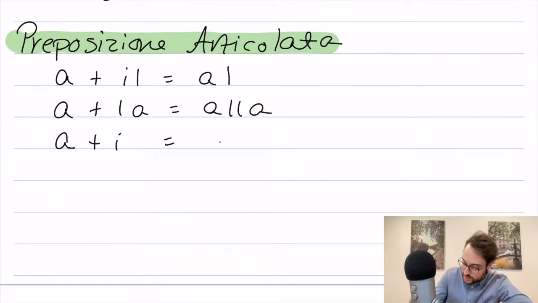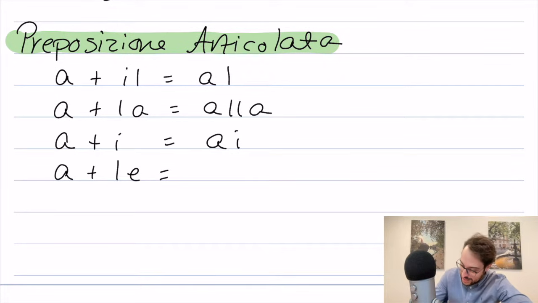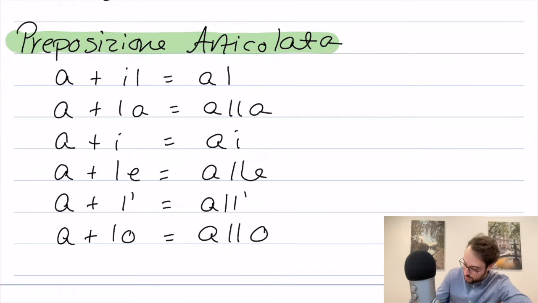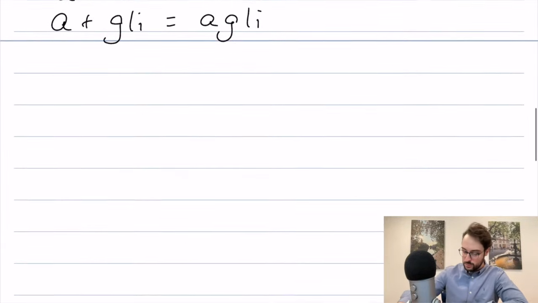A plus i is ai, like vado ai negozi. I'm going to the stores. A plus le is alle. A plus l with an apostrophe is going to be all with an apostrophe. And then a plus lo is going to be allo. And a plus gli is going to be agli. So it just depends on the word that comes after, what definite article it requires, and you bring it together, just like we showed. Cool. It's just a lot of memorization.